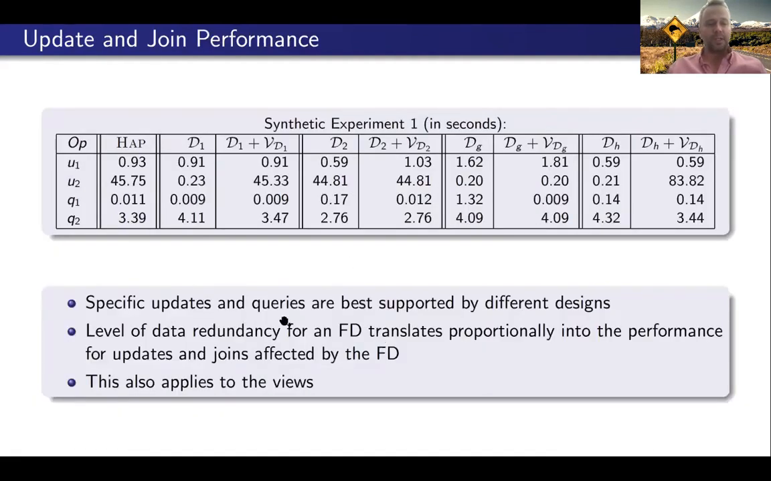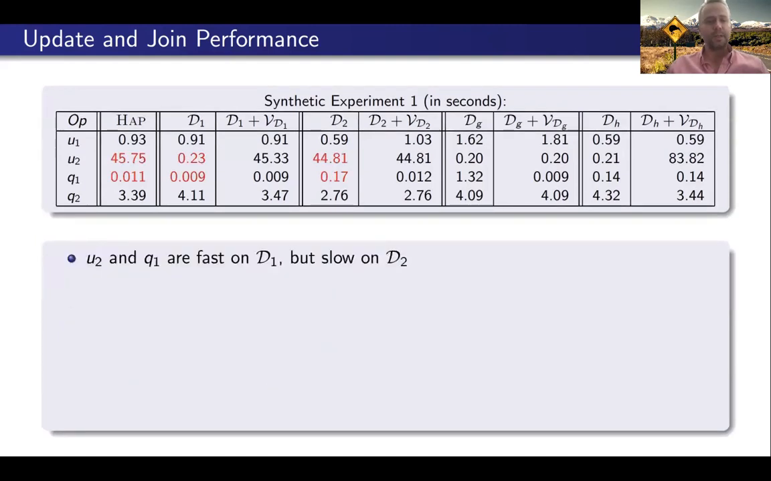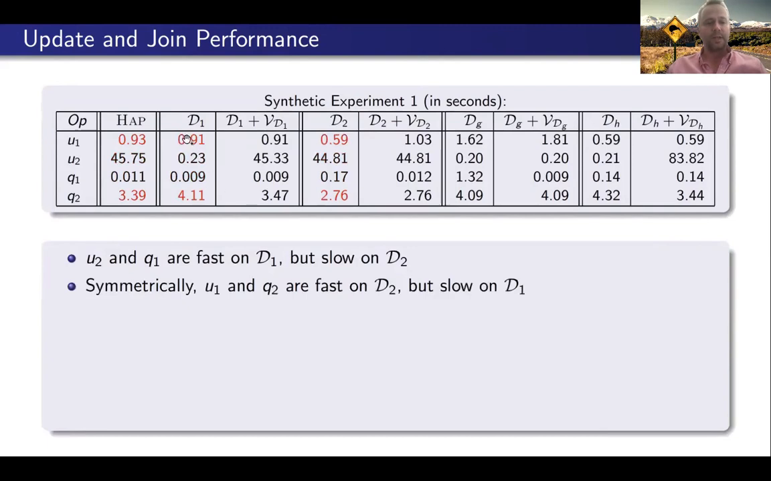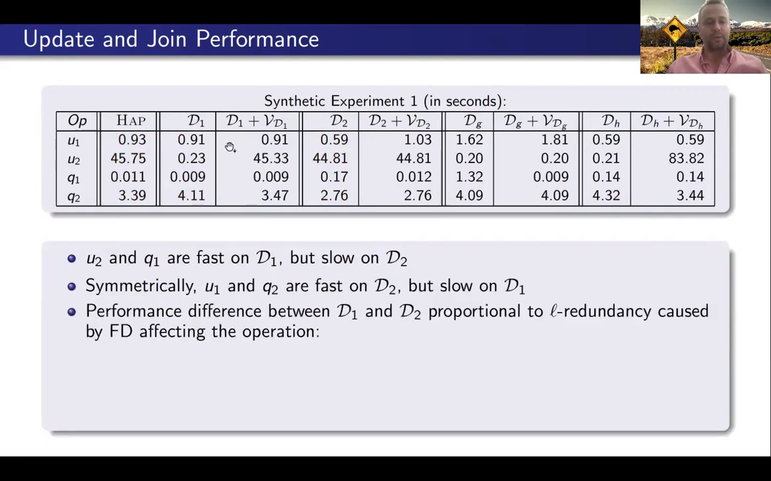So what turns out is that the specific updates and queries are best supported by different designs, and that the level of data redundancy for an FD directly translates into the performance for updates and joins affected by the FD. And this proportion also applies to the views. For example, in here, U2 and Q1 are fast on D1, but slow on D2. And symmetrically, then U1 and Q2 are fast on D2, but slow on D1.